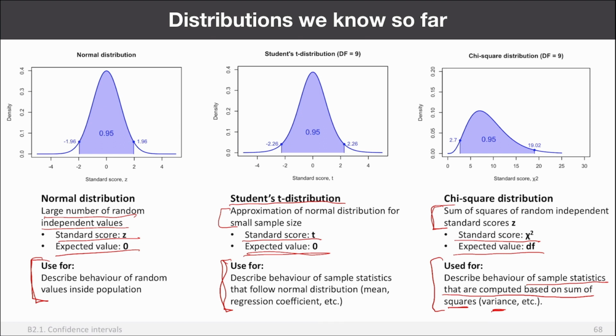Of course, what is missing here is the uniform distribution, but we are not going to use it very often. So these are the three main distributions we know so far: the normal distribution for large populations, Student's t distribution for small sample size, and the chi-square distribution for the sum of squared z-scores. In the next video, we will discuss how to use the chi-square distribution for computing confidence intervals for variance and for standard deviation.